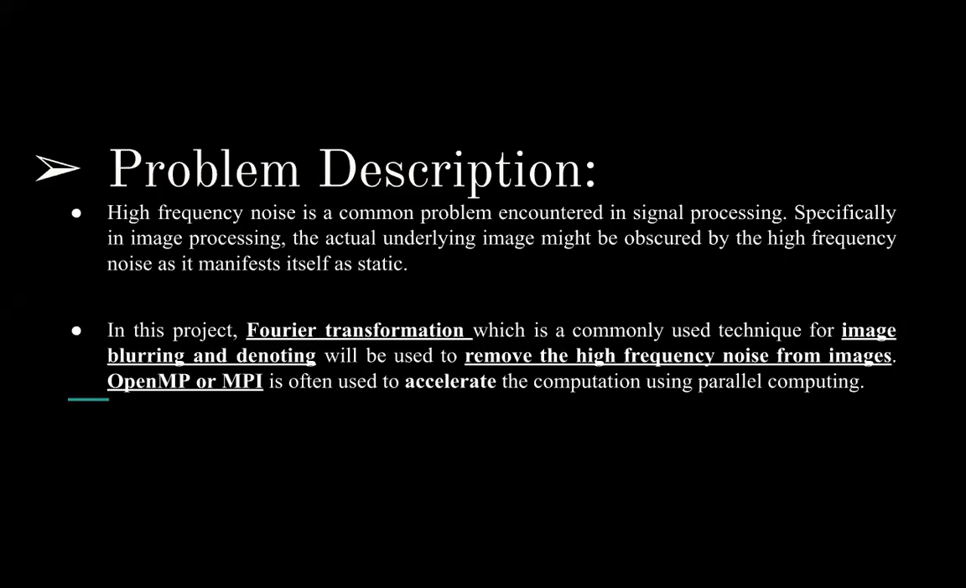So what problem are we going to talk about today? We all know the high frequency noise is a common problem in signal processing. Specifically in image processing, the actual underlying image might be obscured by the high frequency noise as it manifests itself as static. So in my project, I'll use a Fourier transformation to remove the high frequency noise from images so that we can get a blurred version of images.